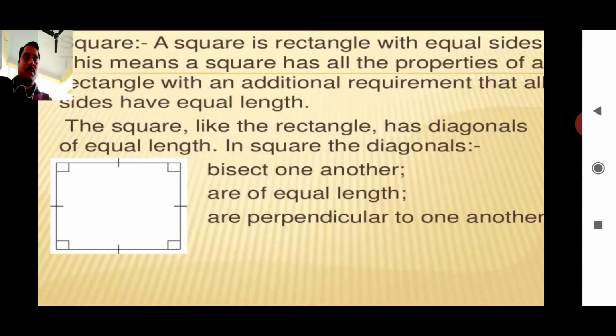Next one, square. A square is a rectangle with equal sides. This means a square has all the properties of a rectangle with an additional requirement that all sides have equal length. The square, like the rectangle, has diagonals of equal length. In a square, the diagonals bisect one another, are equal in length, and are perpendicular to one another.